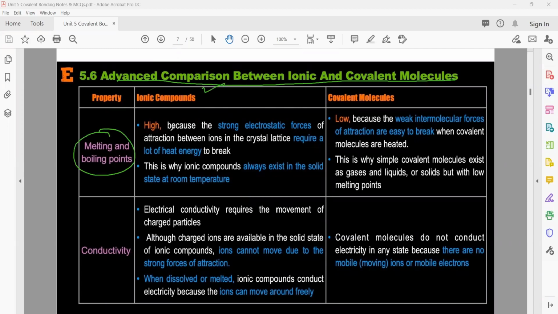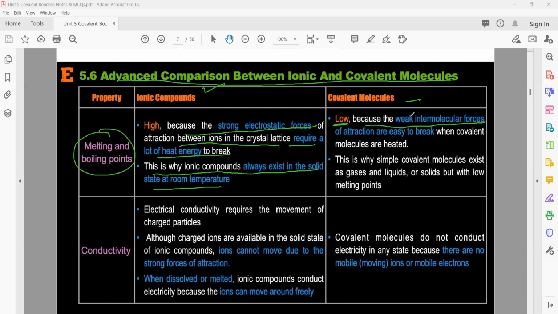Ionic compounds have high melting and boiling points. What is the reason? Because the strong electrostatic force of attraction between ions in the crystal lattice requires a lot of energy to break. This is why ionic compounds always exist in the solid state at room temperature. Now we see covalent molecules, they have low melting and boiling points. What's the reason behind that? Because of weak intermolecular force of attraction.